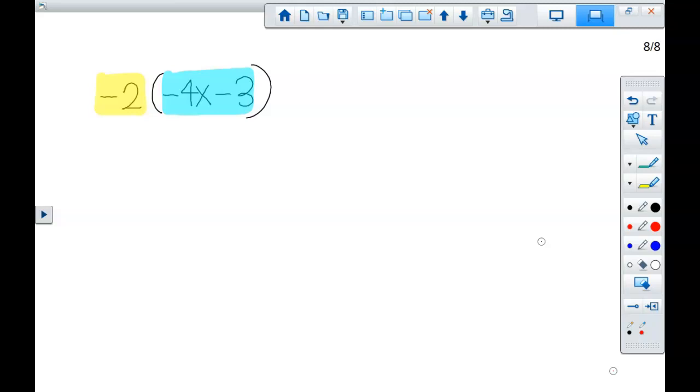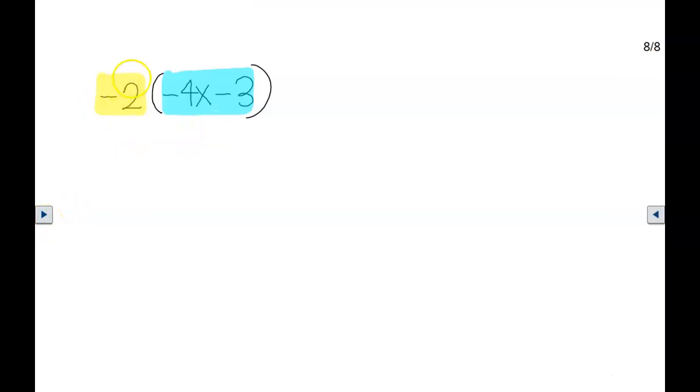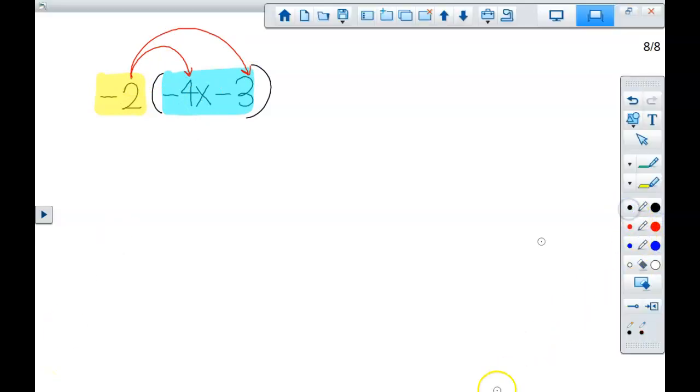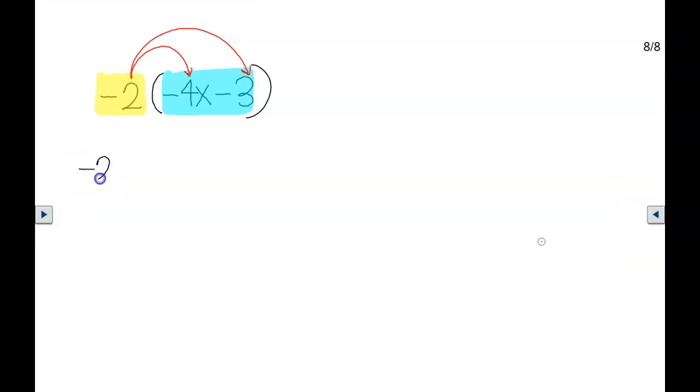All right. So, distributive property says that to do negative 2 times this group, I can distribute my negative 2 and multiply negative 2 by each member of the group. So I would do a negative 2 times my negative 4x, and I would do negative 2 times 3, and then carry this subtraction sign down in the middle.